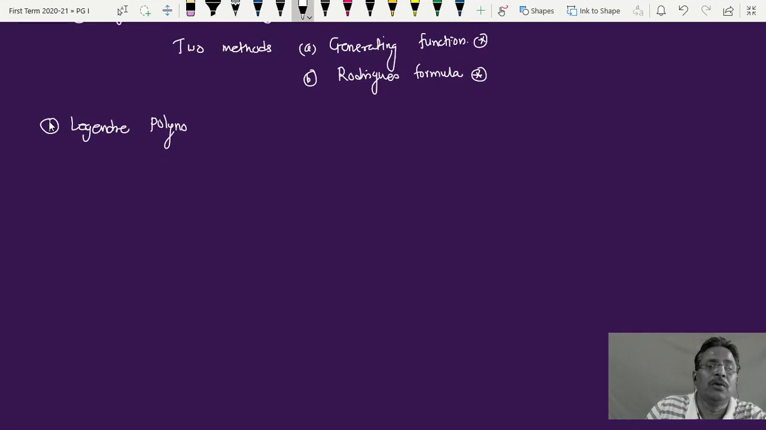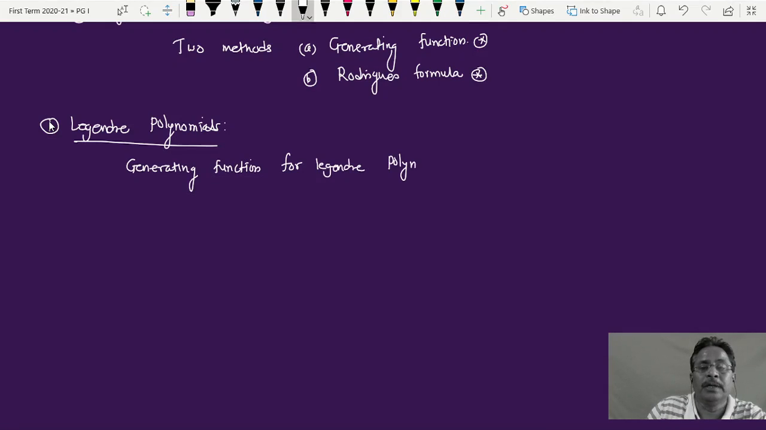Legendre polynomial. And we are using this generating function for Legendre polynomial. Some of you might remember these polynomials are defined by this Pn of x. n is the order, x is the variable, and this is the polynomial Pn of x.